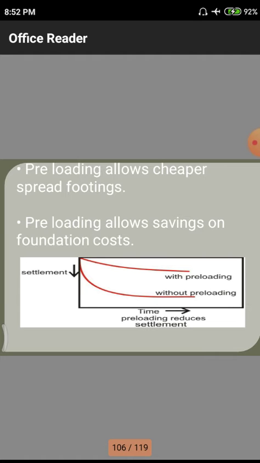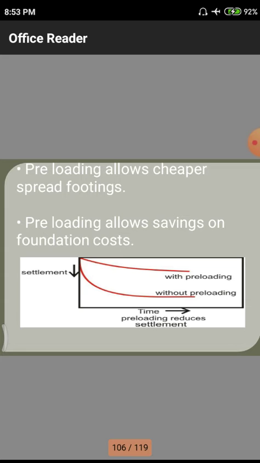This is the graph showing without preloading and with preloading. We have settlement and time. On the x-axis we have time, that means 1 day, 2 days, 3 days, 4 days, and so on. For settlements, we use millimeters, that is, how many millimeters the total land will settle. With preloading we have a huge amount of settlement, but without preloading we have a gradual settlement with respect to time.